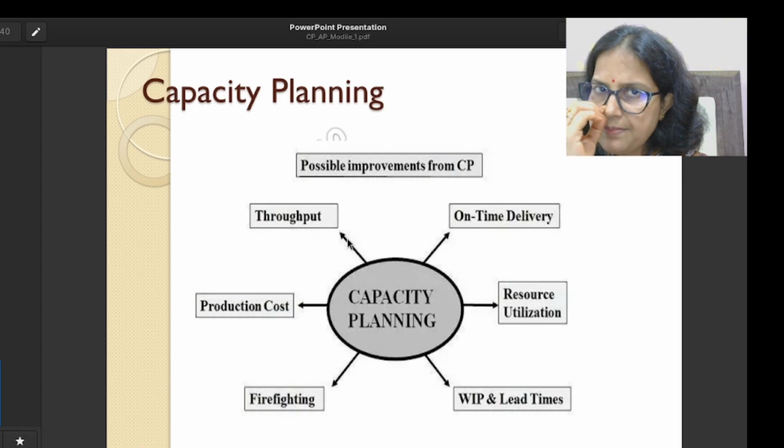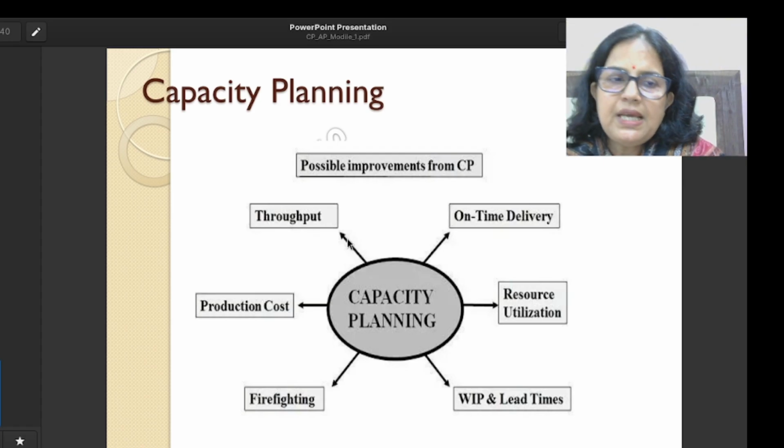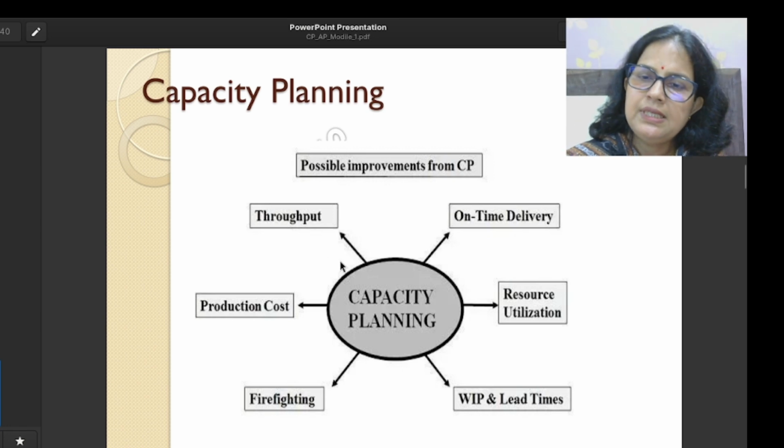Then we go for capacity planning. Capacity planning we'll discuss in our next class.